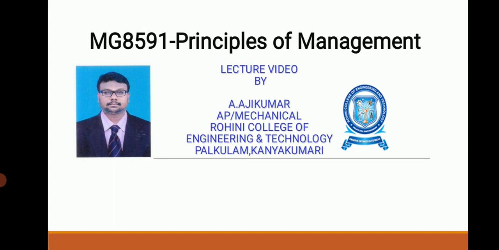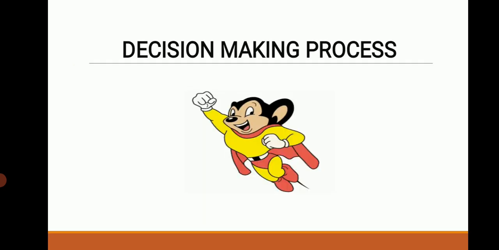In this video we are going to discuss the subject Principles of Management. The subject code is MG8591. So in this video we are going to see an important topic in Unit 2, that is the decision making process.